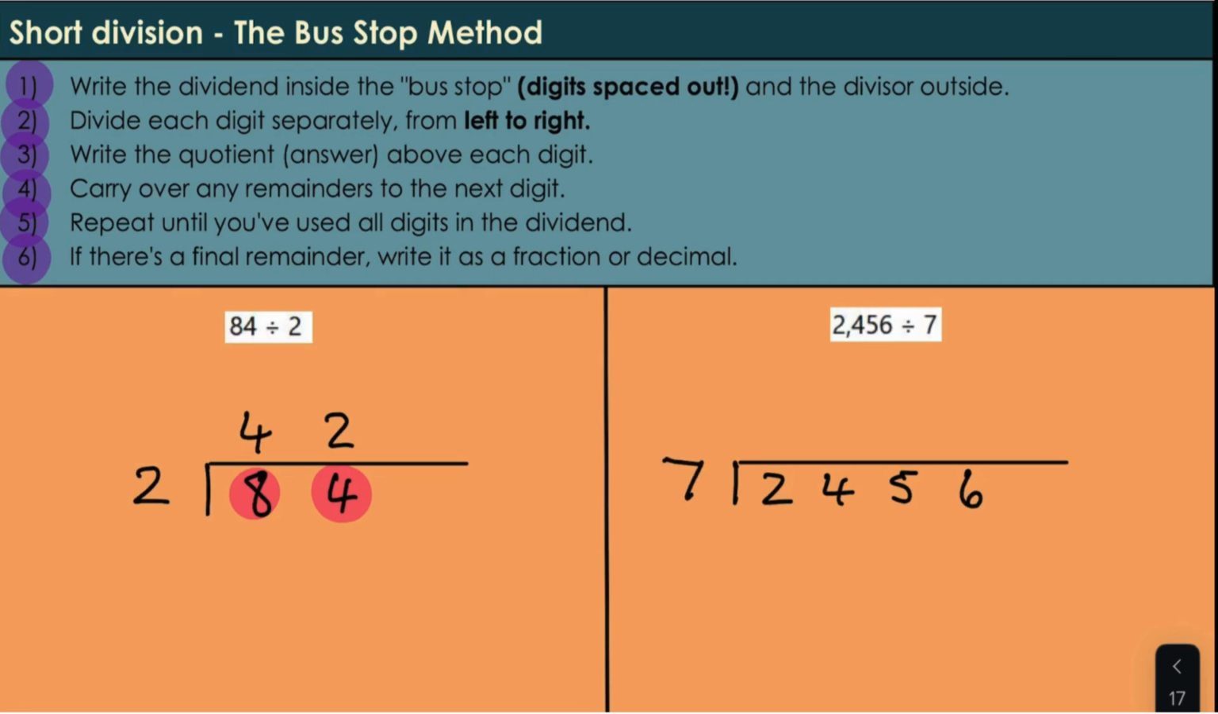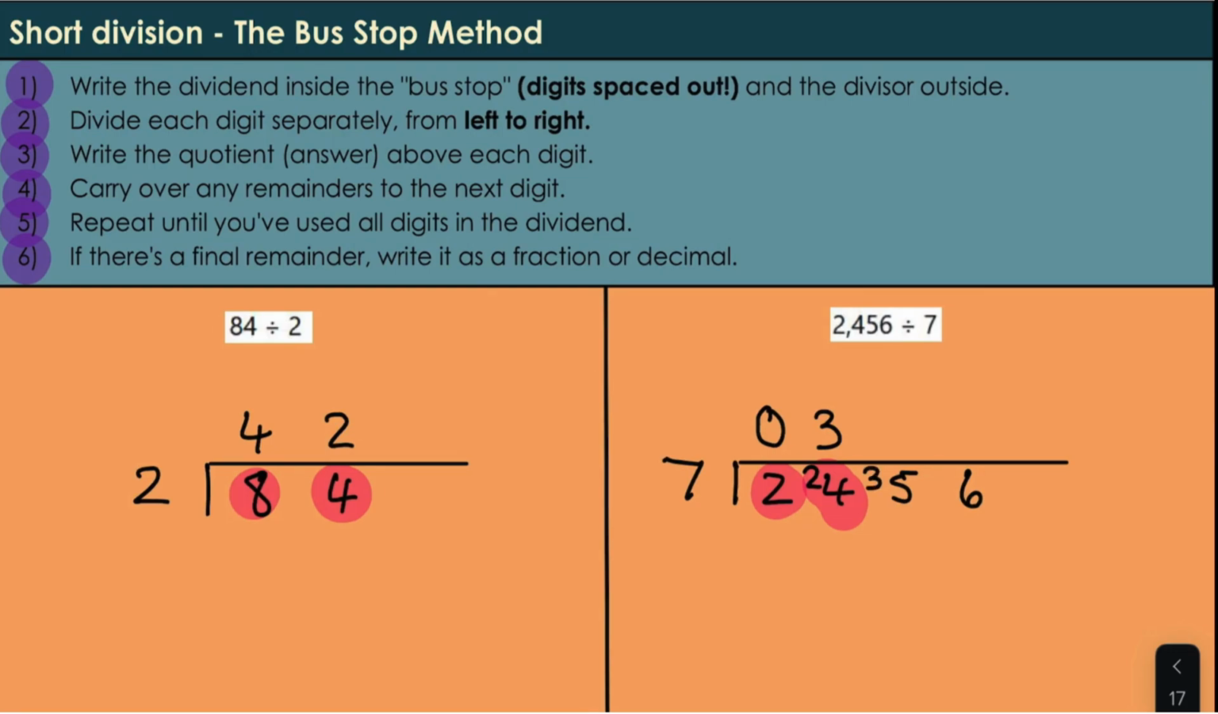Now, step 2, let's divide each digit. Now, how many 7s go into 2? 0 7s. So I put a 0 above and I carry over the 2 to the next digit. That makes the number 24. How many 7s go into 24? 3 7s. 3 multiplied by 7 is 21. The remainder is 3. So I carry over a 3.